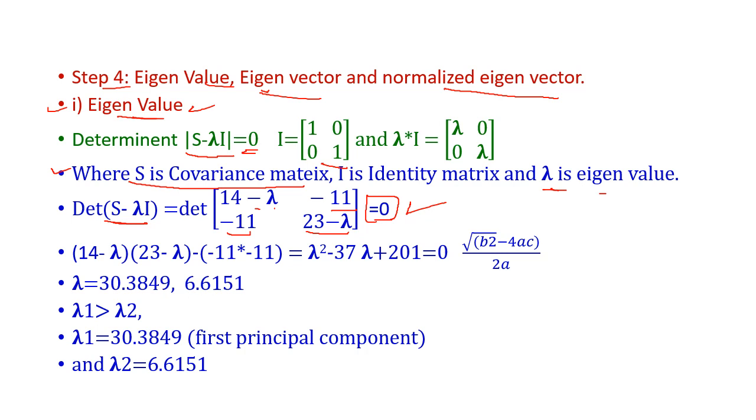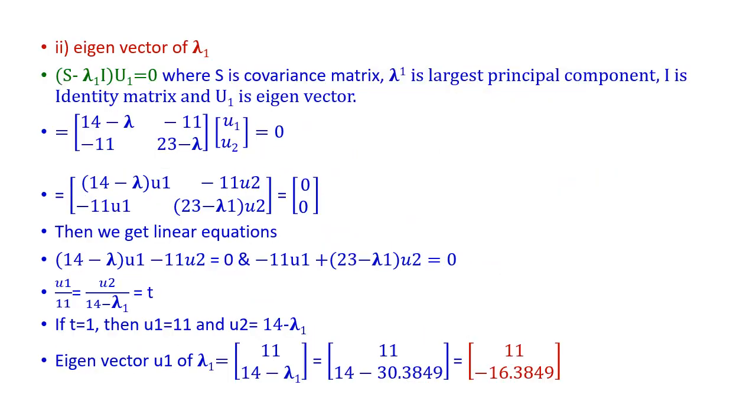Finally we need to compute two eigenvalues. This is lambda 1 and this is lambda 2. So we can see that lambda 1 is higher than lambda 2, hence we can declare that lambda 1 is the principal component. Now we need to find the eigenvector of lambda 1. To find the eigenvector, S minus lambda 1 into I multiplied by u1, which is equal to 0.